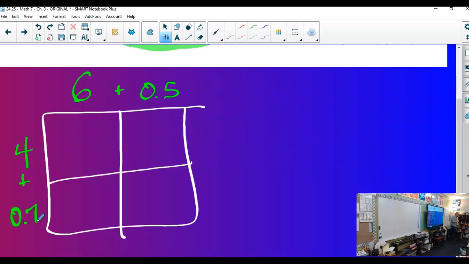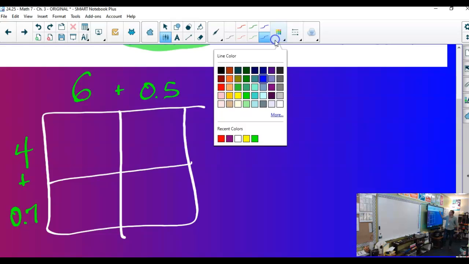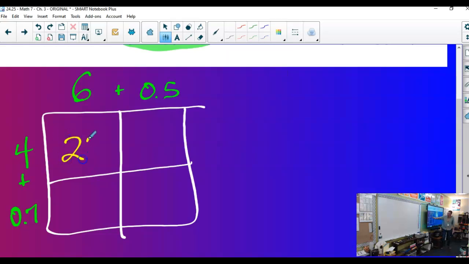Isaac, top left box. 6 times 4 is 24. Boom. Any decimals to think about? 6 times 4 is 24. He says that's it. Brad, here you go, top right, bottom left. Top right. Sure, talk me through.